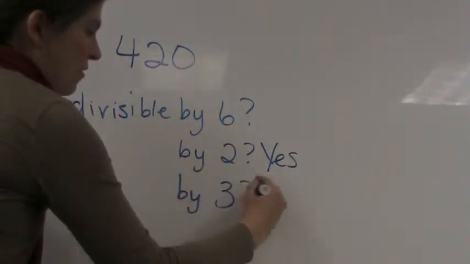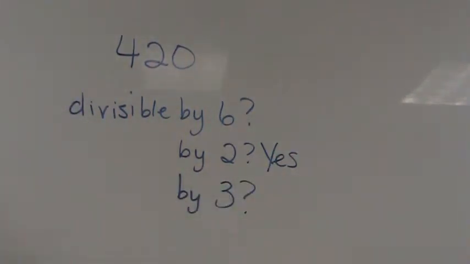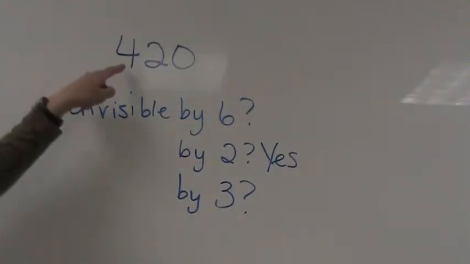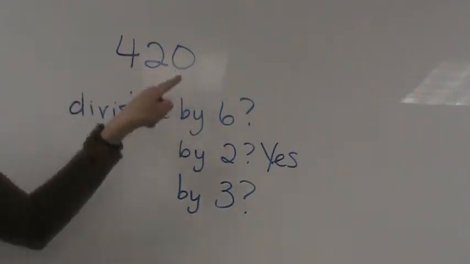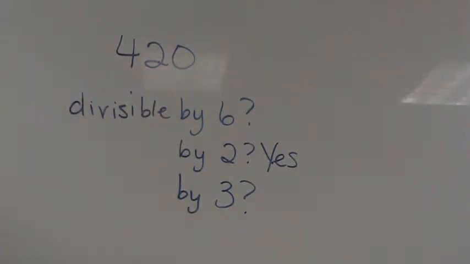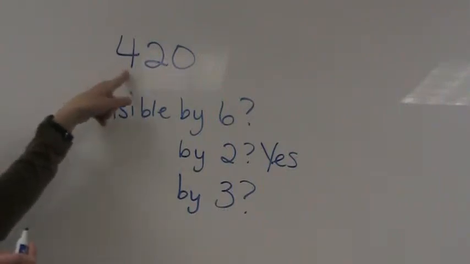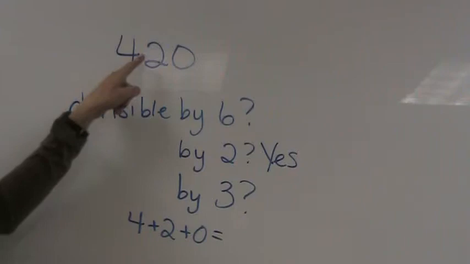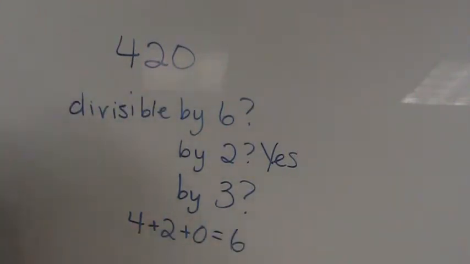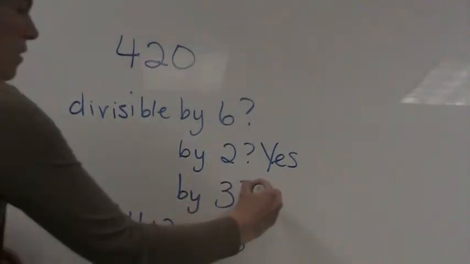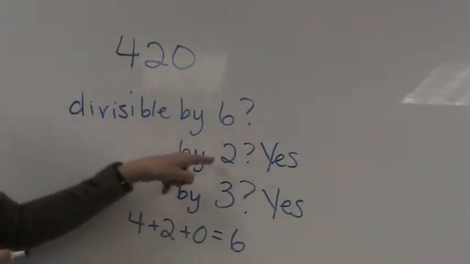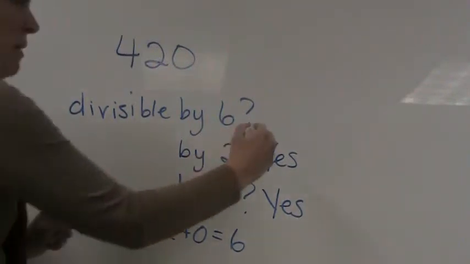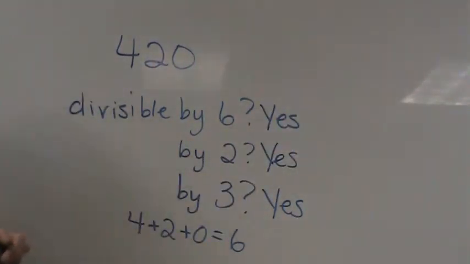And then we're going to ask ourselves, is it divisible by 3? In order for a number to be divisible by 3, when you add up all the digits in the number, that sum needs to be divisible by 3. So in this case, I'm going to take the 4 and add it to the 2 and add it to the 0. So 4 plus 2 plus 0 gives me 6. Is the number 6 divisible by 3? Yes, it is. So since we answered yes to both divisible by 2 and divisible by 3, we can say, yes, this number is divisible by 6 as well.